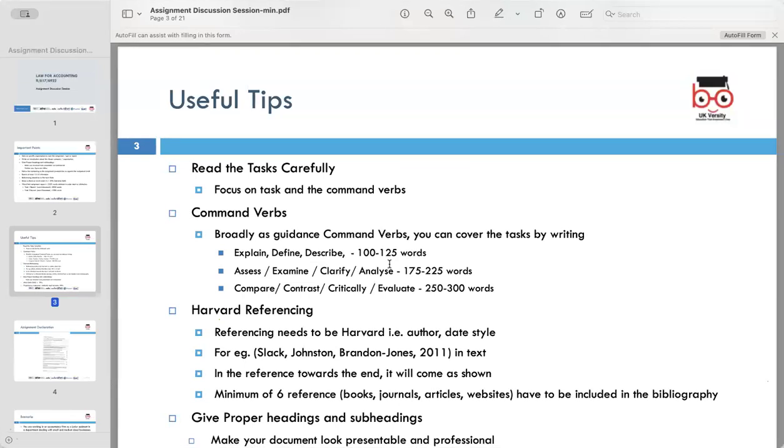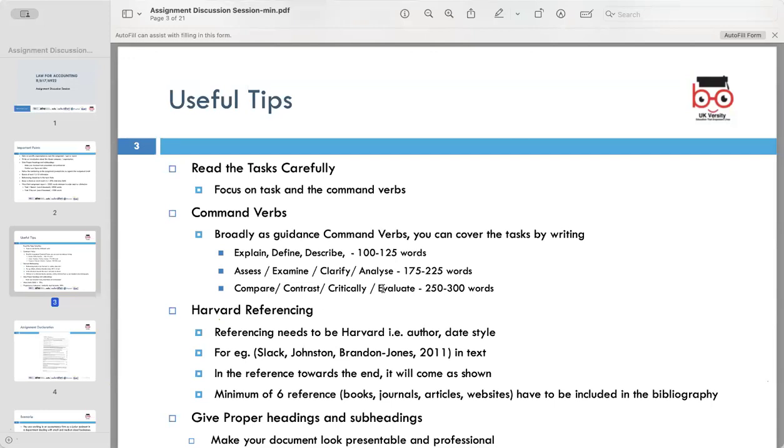Focus on the task and command verbs. Pay attention to the command verbs used in the task, as these guide how you should approach each task. For example, if it says explain, aim for 100 to 125 words. If it says assess or analyze, you can go up to 225 words. You got my point? If he's asking you to compare, contrast, critically evaluate, then your target is 250 to 300 words, or you can use some more words.